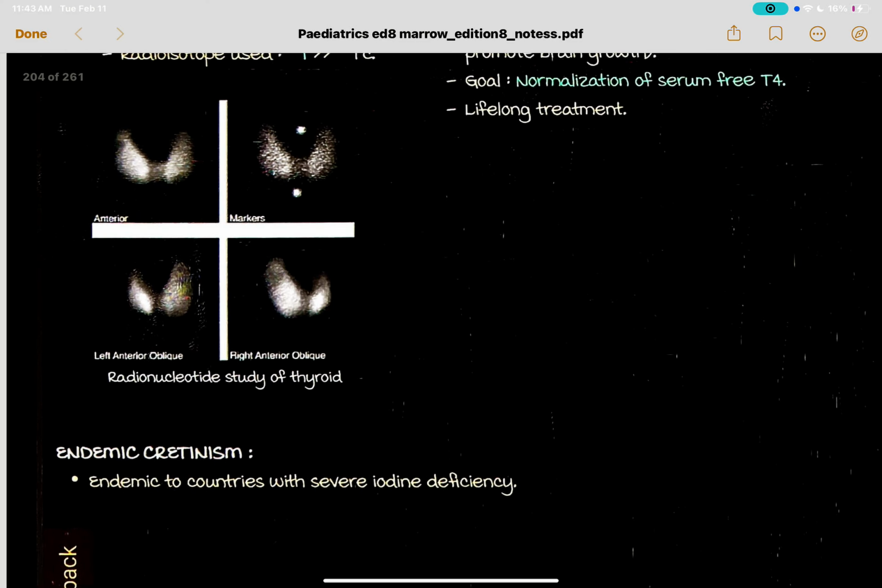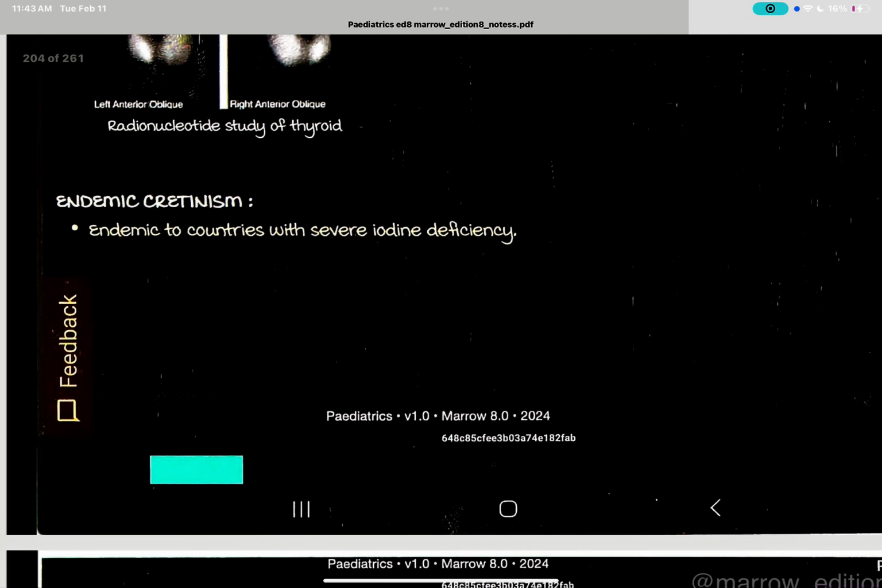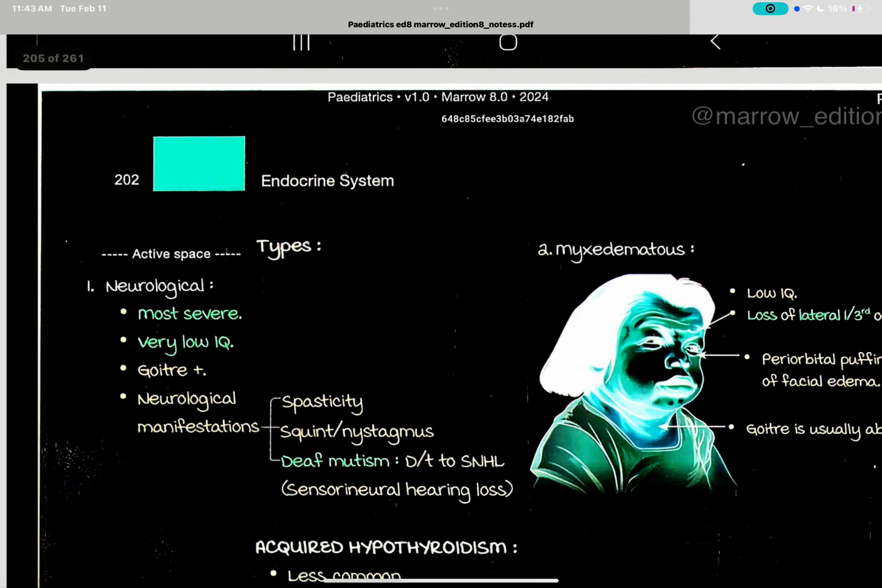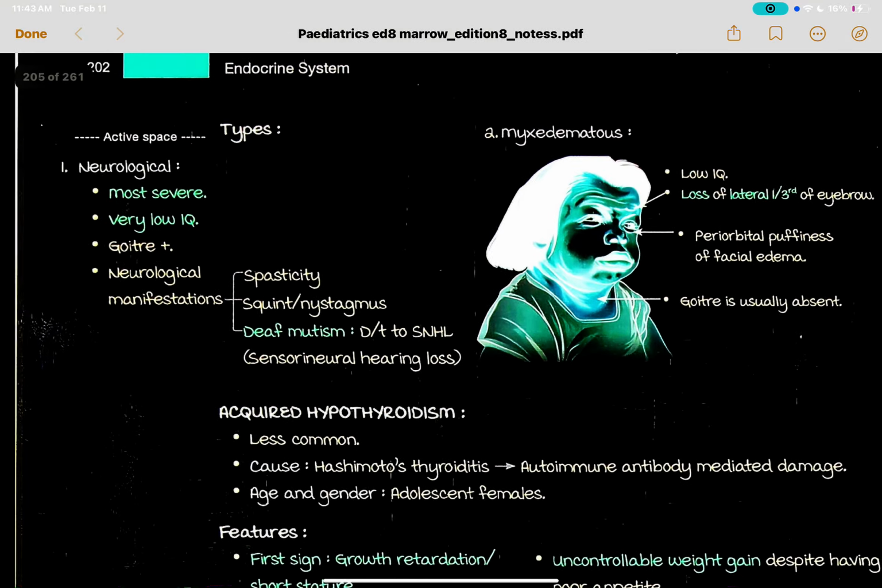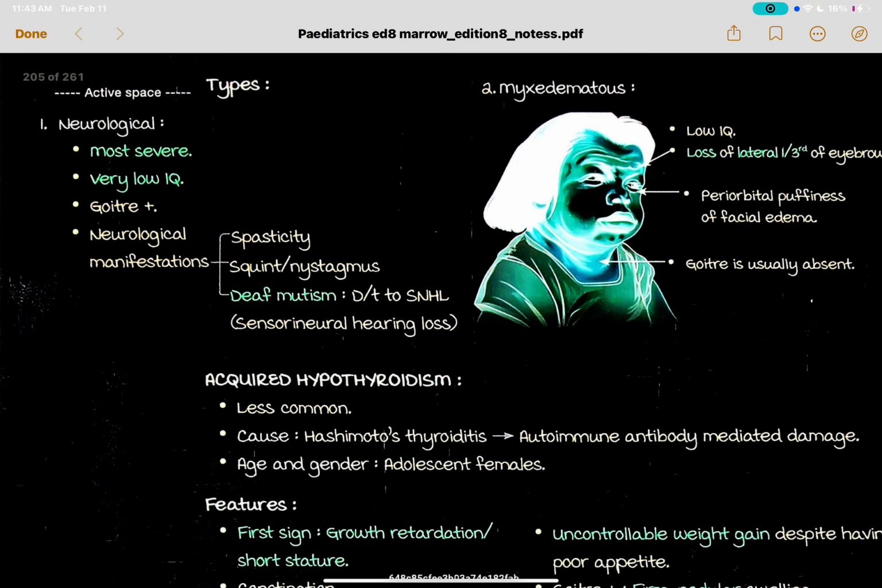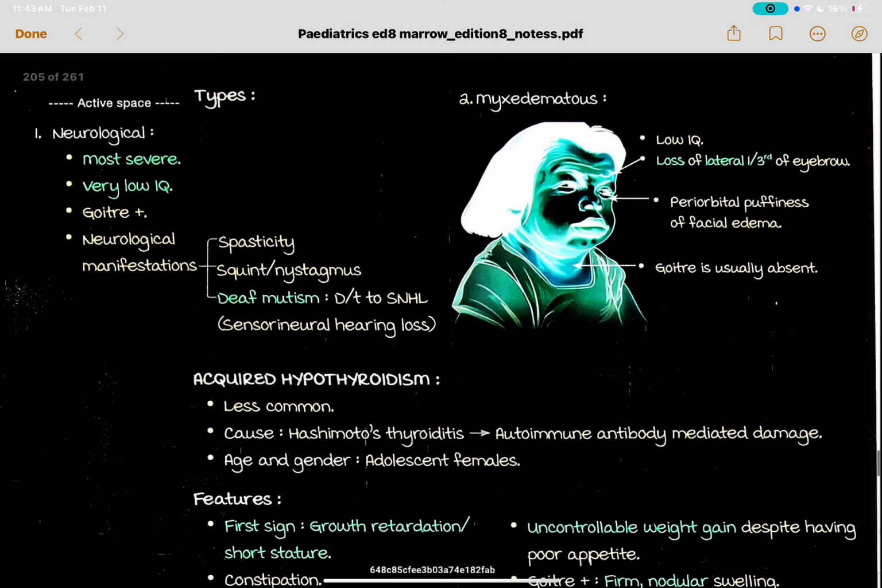Endemic cretinism, endemic to countries with severe iodine deficiency. There you find endemic cretinism. Neurological type is most severe, very low IQ, goiter is present. Neurological manifestations: spasticity, squint, nystagmus, deaf mutism due to sensory neural hearing loss.